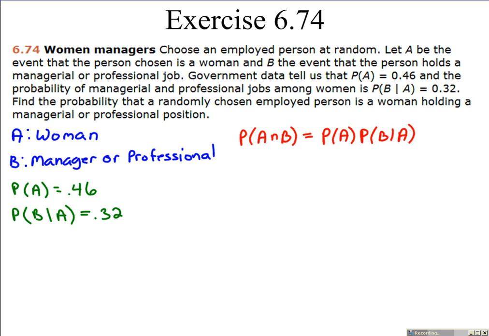So in this case, we were given those two probabilities directly. We have 0.46 times 0.32. Plug that into your calculator. The probability of choosing a woman who is also a manager or professional is 0.1472. So almost a 15% chance of that happening.